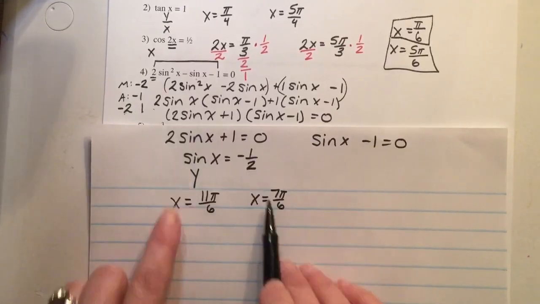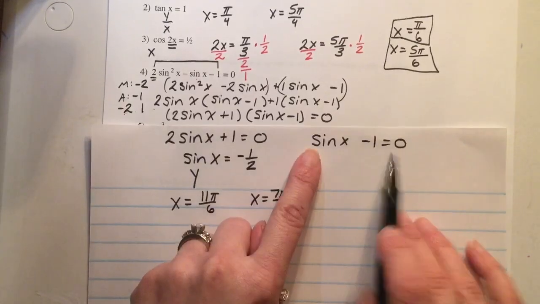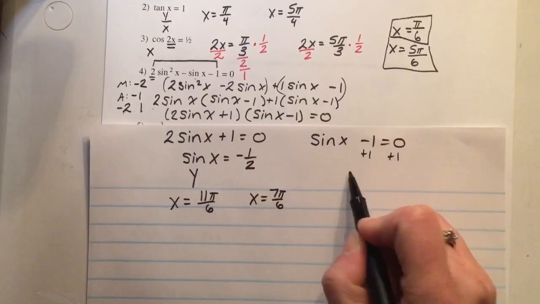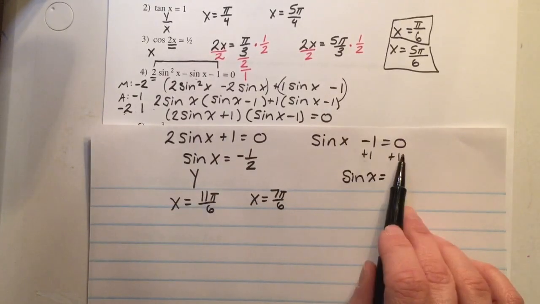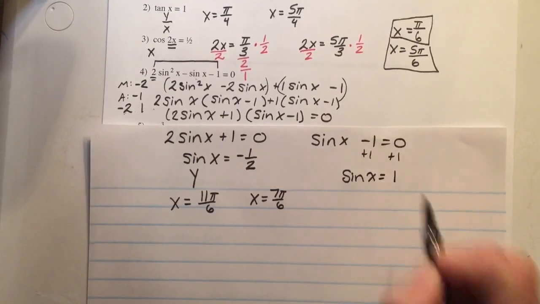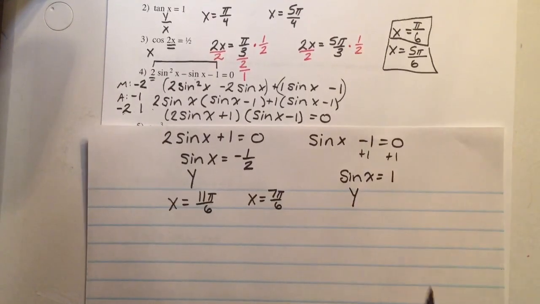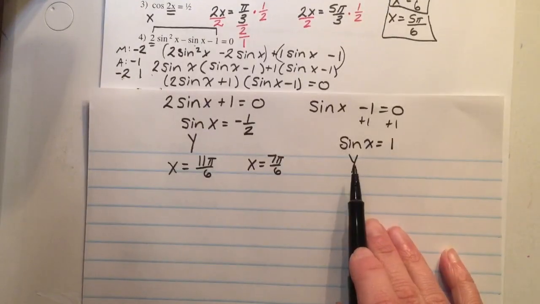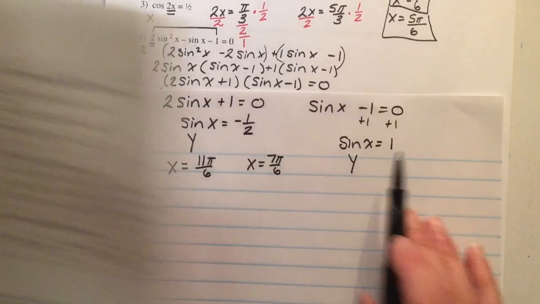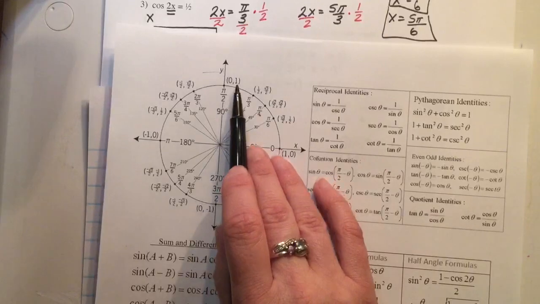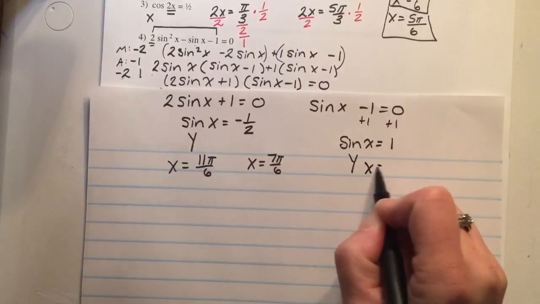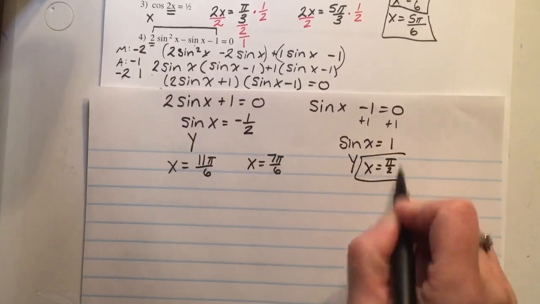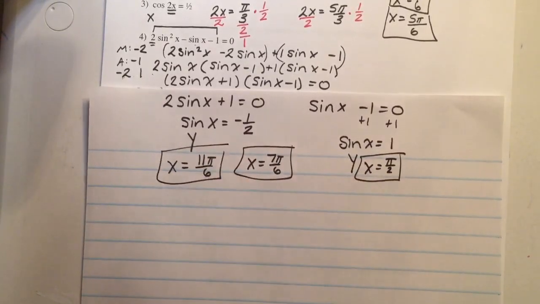Now those are the solutions from that factor. Now I'm going to come over here. I need to isolate the trig function. The way to do that is I take my minus 1 and I add it to the other side. 0 plus 1 is 1. I need to look at the unit circle and say, okay, where does y equal 1? There is one location, and that's right at the top of the unit circle, our 90 degrees, which is pi over 2. So x equals pi over 2. So we had 3 solutions for number 4.